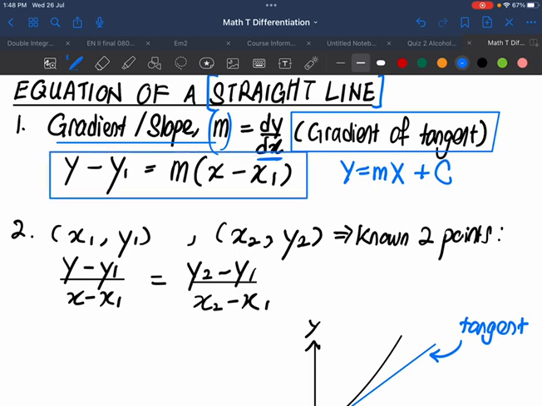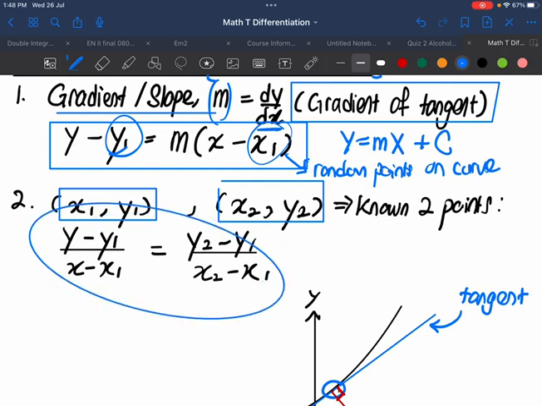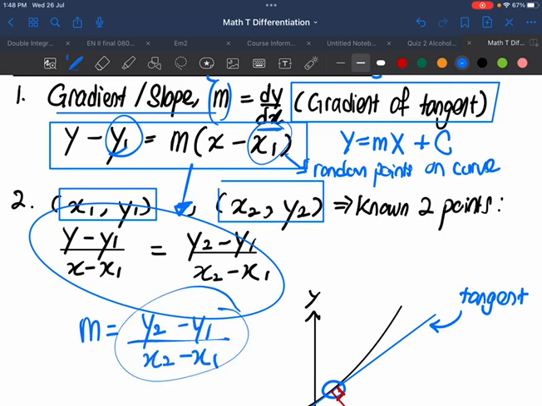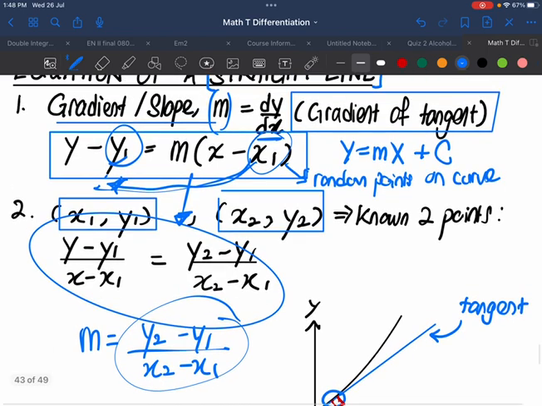This one is now more mature: y - y1 = m(x - x1), where x1 and y1 are a random point on the curve. If you have two points on the curve, (x1, y1) and (x2, y2), you can derive this formula from here, since we know that m = (y2 - y1)/(x2 - x1). So when we find the slope, we can calculate and move x - x1 to the left hand side, and we get this equation. So in STPM, we can straight away use both formulas to find the equation of the straight line.